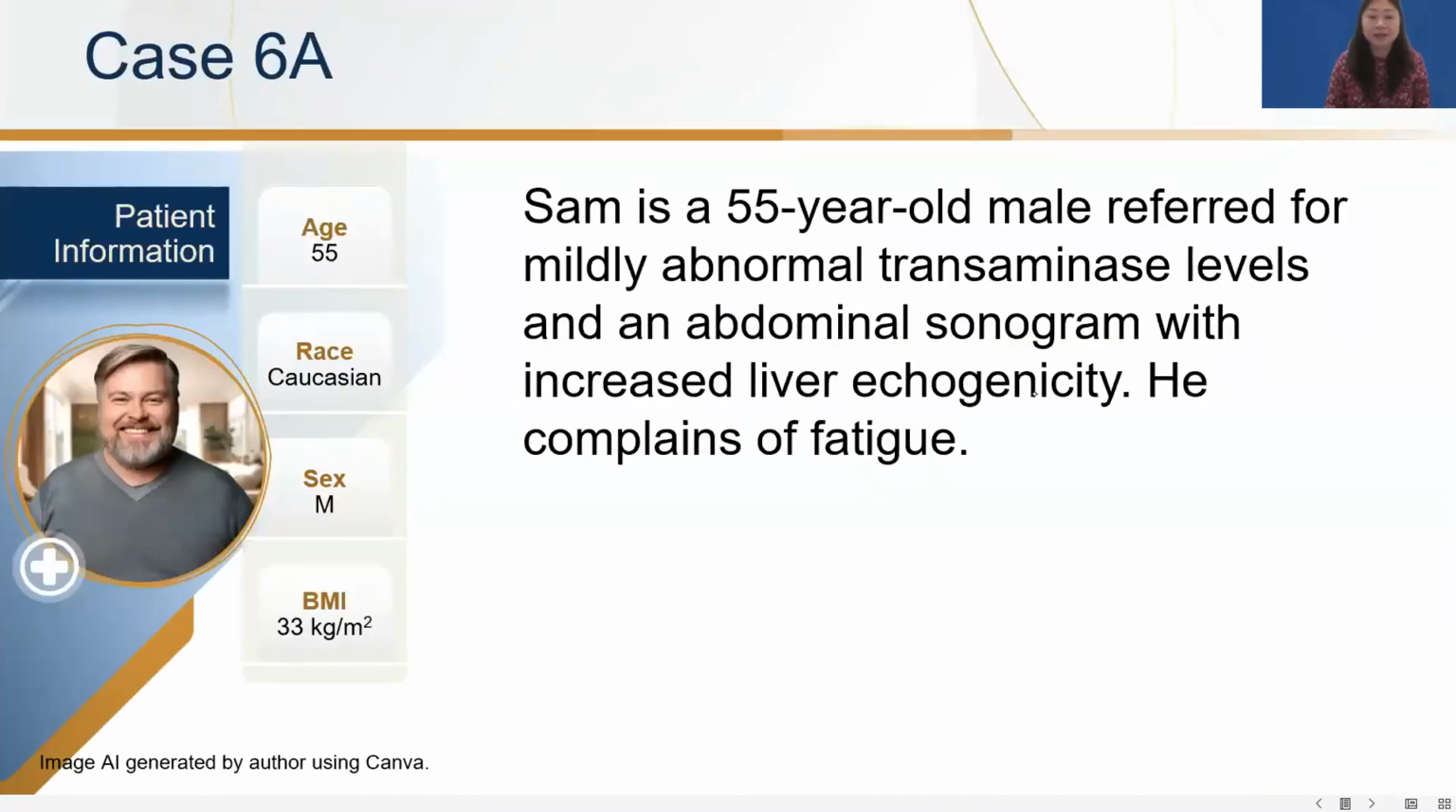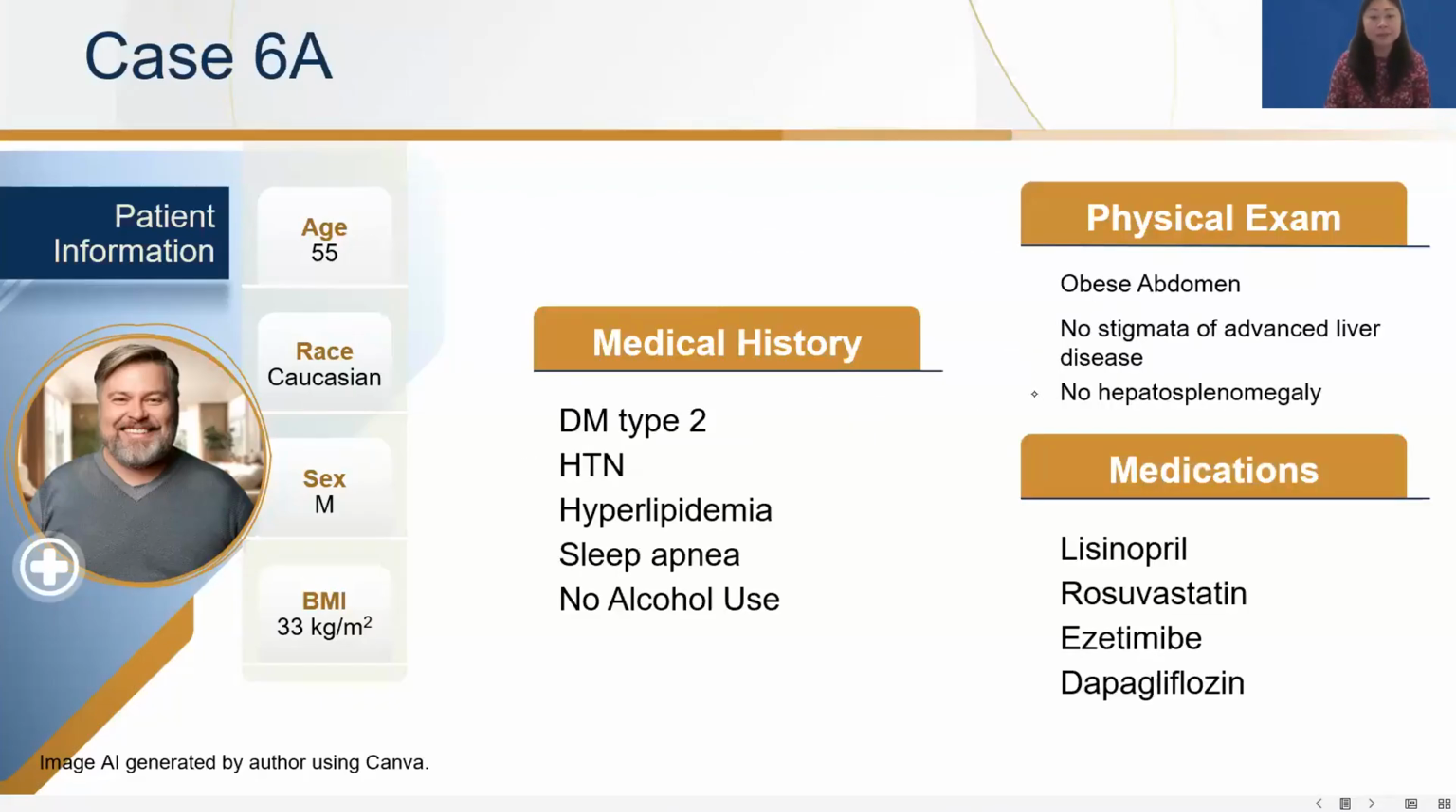So our first case is case 6A. Sam is a 55-year-old Caucasian male, and he was referred for mildly elevated transaminase level, and his abdominal sonogram shows increased liver echogenicity. He complains of fatigue. His medical history includes type 2 diabetes, hypertension, hyperlipidemia, and sleep apnea. He does not drink alcohol.